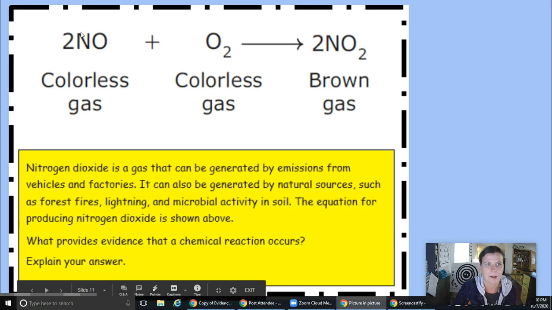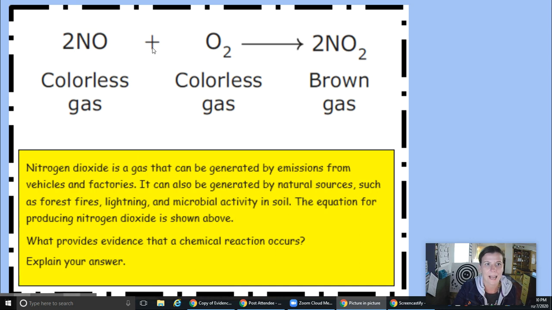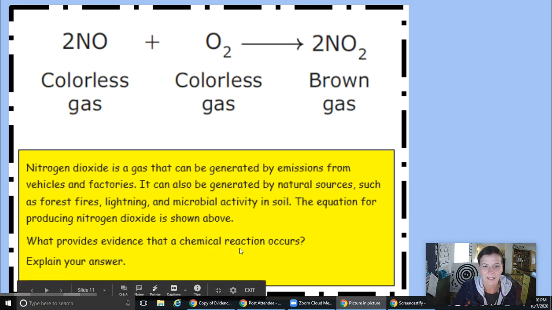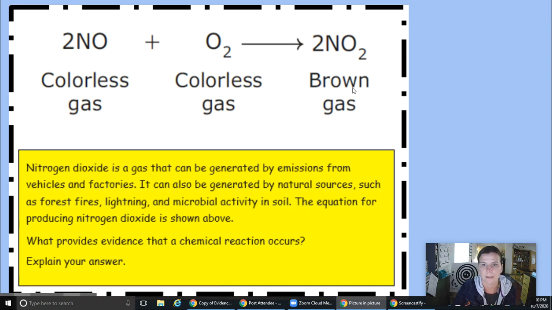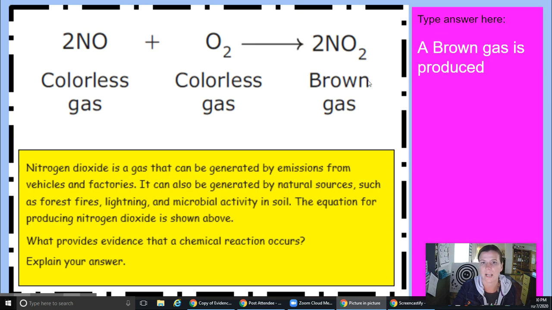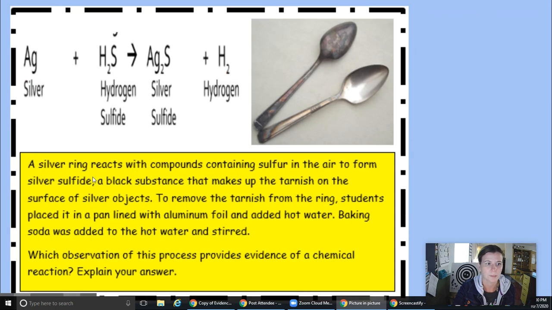Explain your answer. So here we have in our reactants a colorless gas plus a colorless gas producing a new substance, a brown gas. So what provides evidence that a chemical reaction occurs? You're getting a new substance, a brown gas. You could say, yes, a color change is taking place.